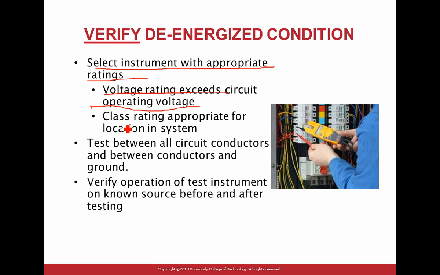Class rating appropriate for the location in the system, and this is easy. The class rating is what we talked about, category 1, 2, 3, and 4. And that has to do with the transient and the short circuit capability of the piece of equipment. So they rate them based on how many transient voltages they can handle and how much short circuit they can handle before they turn into a big ball of fire in your hand. We talked about category 4. 3 and 4 is what you need. They can go from category 1, 2, 3, 4. 1 and 2 is for bench work. 3 and 4 is you can work on panels and such.